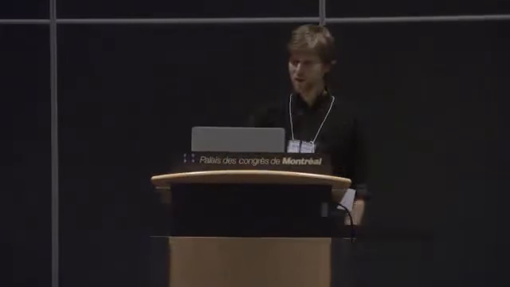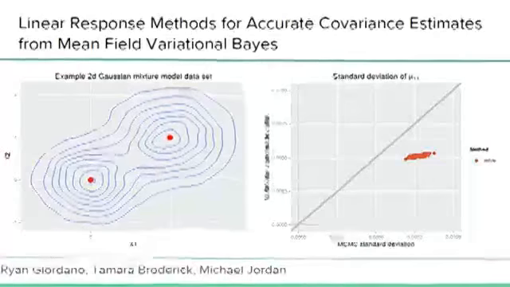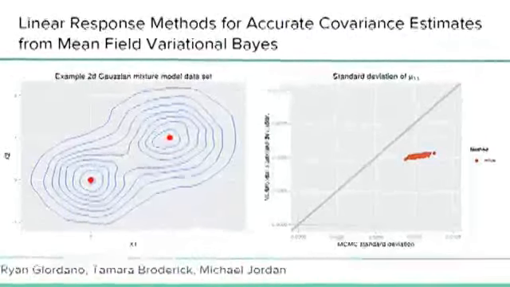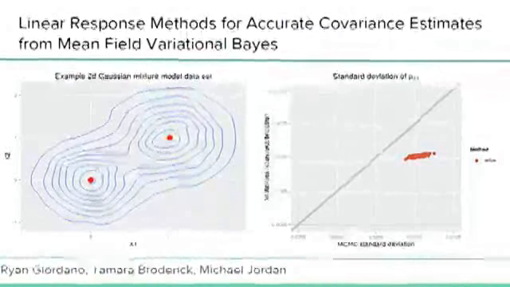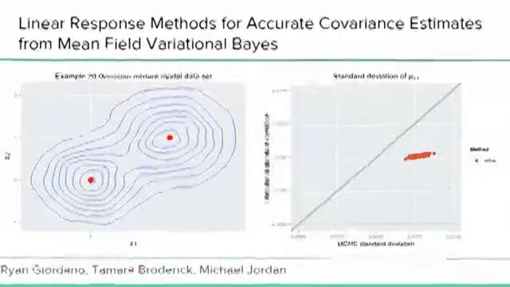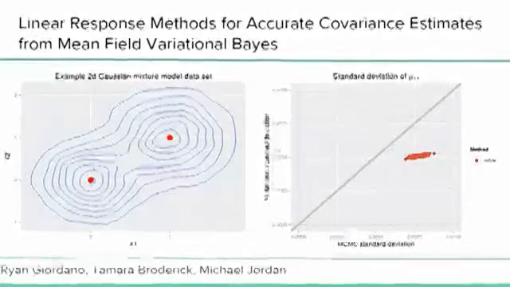I'll be talking about joint work with Tamara Broderick and Michael Jordan. The title of our paper is Linear Response Methods for Accurate Covariance Estimates from Mean Field Variational Bayes. Mean field variational Bayes provides approximate inference by casting inference as an optimization problem where we minimize the Kullback-Leibler distance between the true posterior and approximating factorized posterior. This method has proved attractive because of its fast runtime on large data sets.